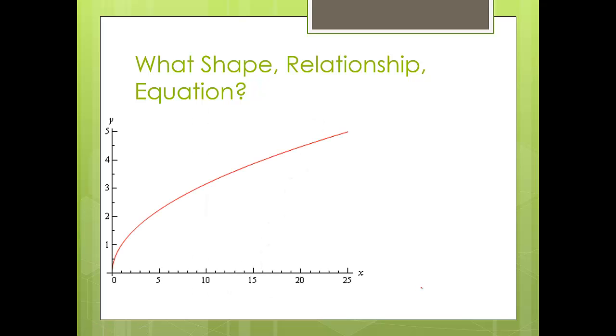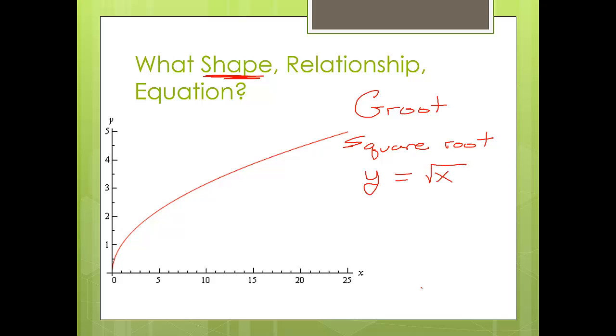The next one that we're going to use, after we erase all the ink on the slide again, is this one. And if you remember, there's no technical name for the shape. So instead, we're going to call this one Groot. The relationship, if you recognize it from math, is a square root relationship. And the equation that we use for this one is y is equal to the square root of x.